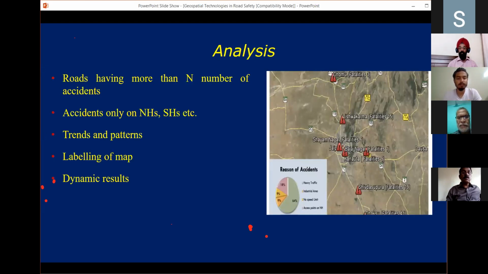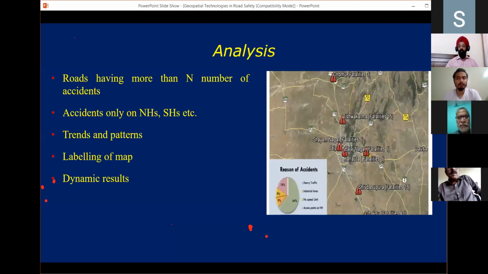And it is not only an Excel sheet that I'm getting as the result. No, I am getting this type of map also. I can see a photo of that particular area also. I can see trends and patterns, which I have discussed already, and labeling of the map. Just like this, I can label a particular name. Here it is given that the fatality is this. So this type of map I can generate.